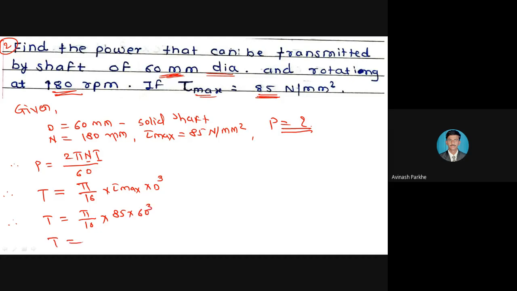So you will get the torque. Find out the torque. 3.59 into 10 raised to 6. Yes, 3.59 into 10 raised to 6 Newton mm. Please keep in mind, Newton mm. 3.59 into 10 raised to 6 Newton mm.